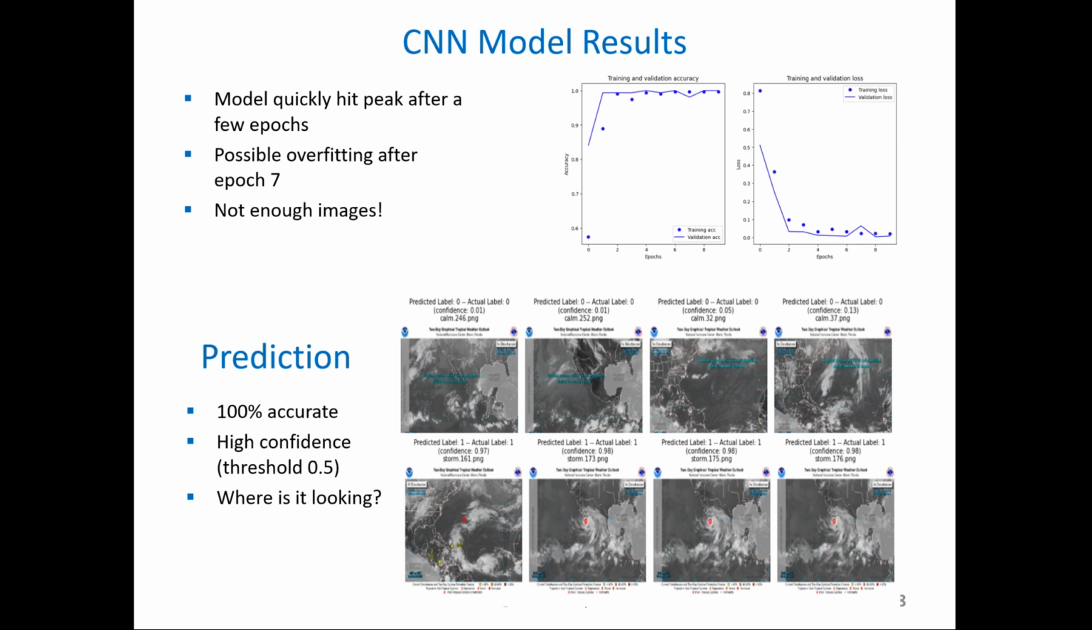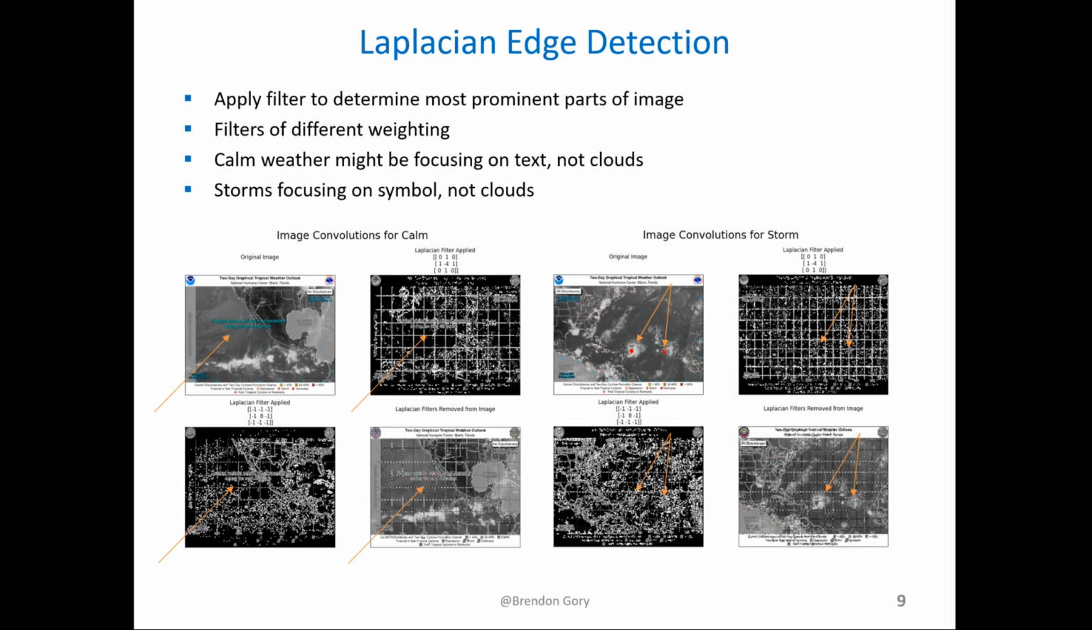But we want to be sure exactly where this model is looking, since it is so accurate. The first thing we did was we took the Laplacian edge detection. By using filters and striding across the image in an array form, we're able to highlight specific values and really have them stand out in the image. And as the arrows indicate, we see that the model is really focusing on the symbols and the text rather than the cloud patterns, which is what we want the model to train on.